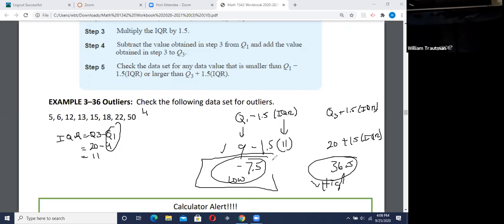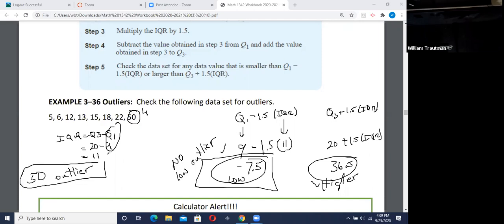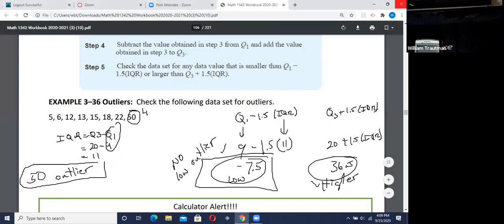Is there any piece of data smaller than this? No, there's no negatives. So there is no low outlier. Now the high: is there any piece of data higher than this? There is one piece of data higher than 36, number 50. So 50 is an outlier. It's a high outlier, but we just say it's an outlier. 50 is a piece of data that probably doesn't fit. It might be a freak accident, but it probably doesn't fit.